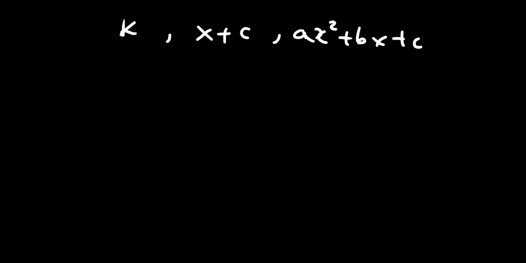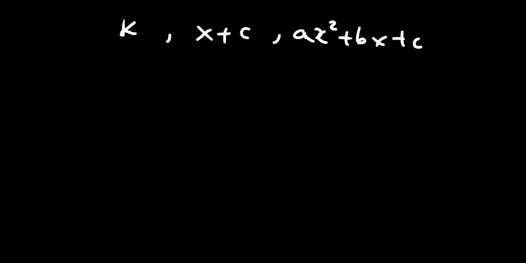The equations can be either a constant, maybe a constant k, or a linear equation where we have x plus a constant c. Then it can be a quadratic equation in the general form, ax squared plus bx plus c. It can be a cubic function, or a square root and everything. All those equations can be part of a piecewise function.